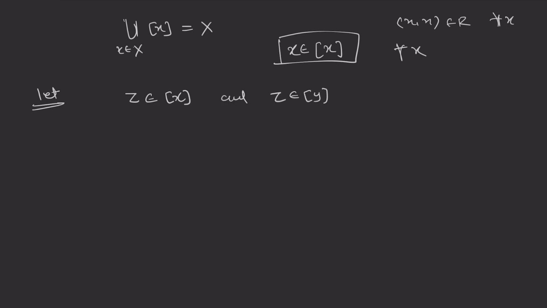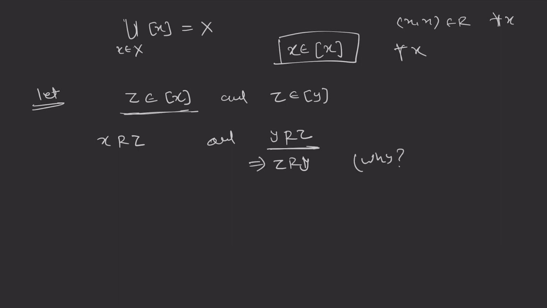So what is the meaning of equivalence class? That X should be related to Z and Y should be related to Z. Now if Y is related to Z, then Z should be related to Y. Why is that? Because of symmetric. Equivalence relations are symmetric also. So Y related to Z means Z is related to Y.